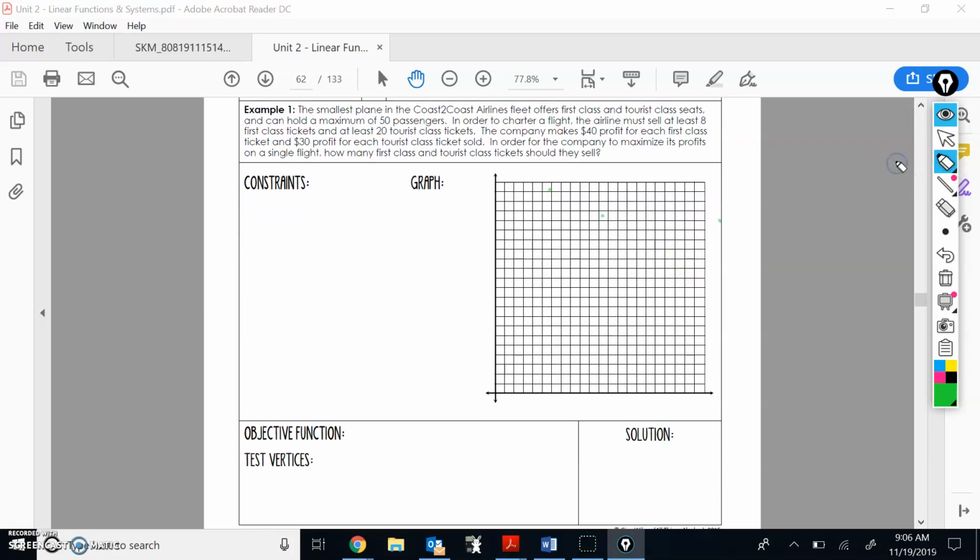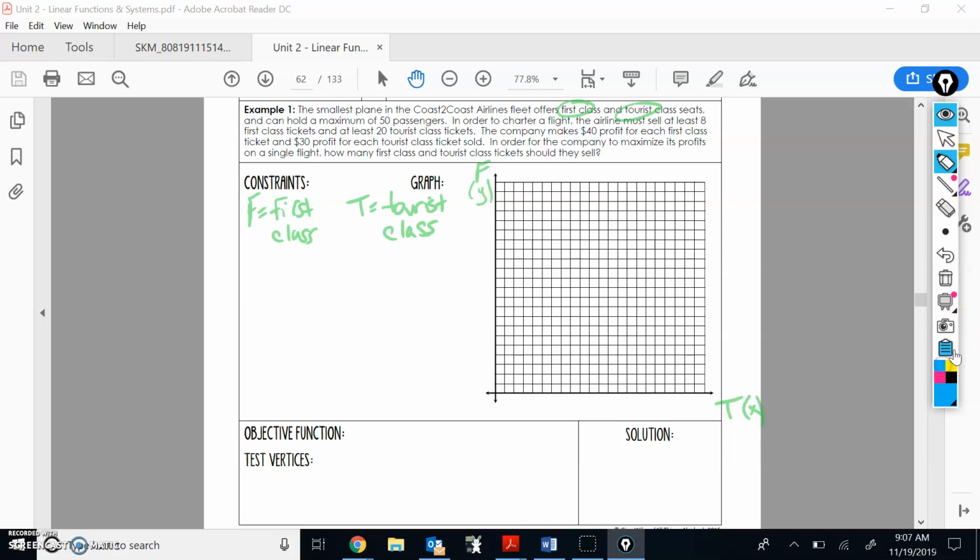Number one says we have the smallest plane in this airline, offers first class, tourist class tickets. That's going to be my F and my T. Let's say F is first class, and then T is tourist class. I'm going to just put that in the graph. Doesn't matter which one's Y or X. Let's just make F be like the y-axis and then T be the x-axis.